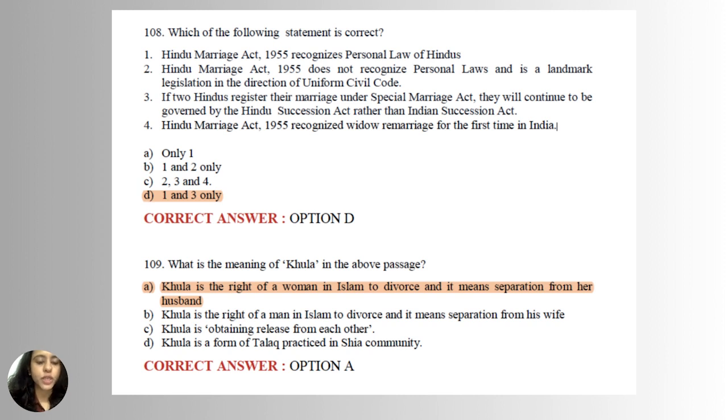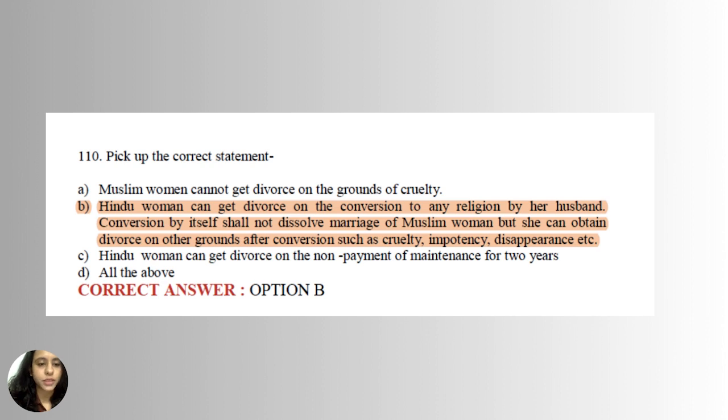The last second question was with respect to the meaning of khula under Muslim law. So khula is a right of women in Islam to take divorce, and that is why option A is the right answer. The last question from this passage was, you had to select the right option. So first option is incorrect, that Muslim women cannot get divorced on ground of cruelty. They can, based on a 1939 law. Option C is also incorrect, because the statement that Hindu women can get divorced on non-payment of maintenance for 2 years is not right. So option B is the right answer, which says that Hindu women can get divorced on conversion to any religion by her husband. Conversion by itself will not dissolve marriages of Muslim women.